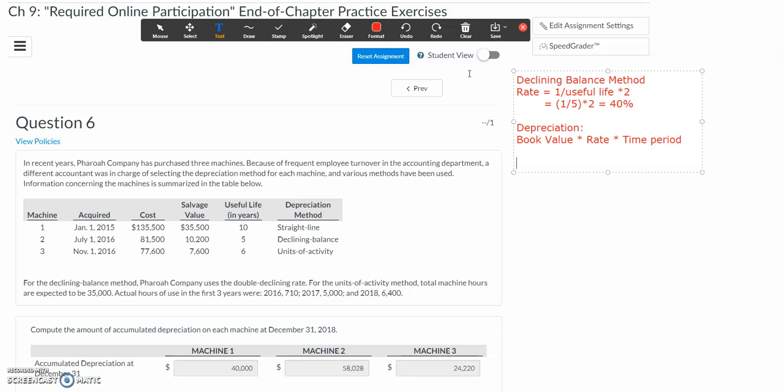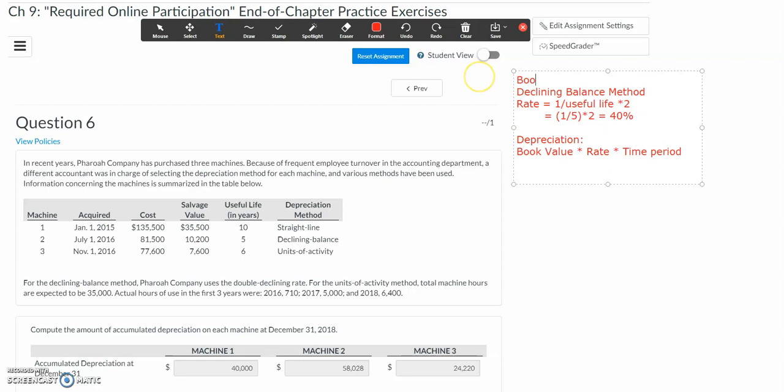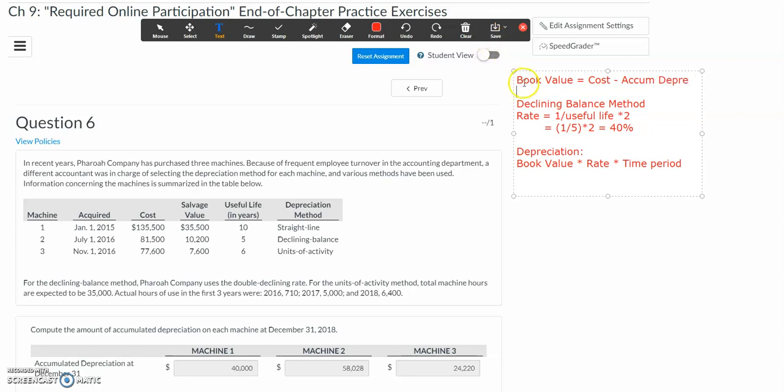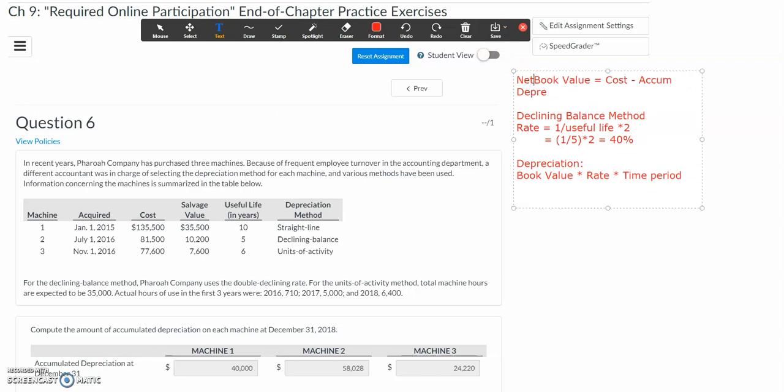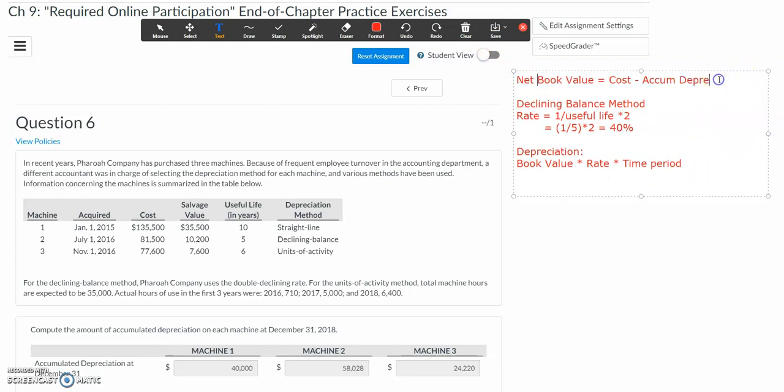So the book value is going to be the cost minus the accumulated depreciation. So that's another important term. I'm going to include this on the top. The book value equals the cost minus the accumulated depreciation. And you should also note that the book value is referred to as the net book value. And this is the amount that is reported on the balance sheet for equipment or any other fixed asset.